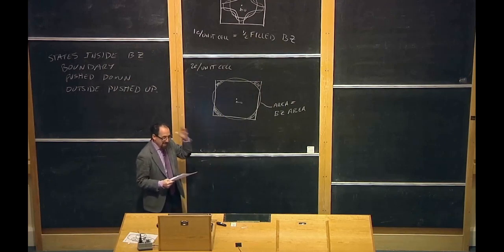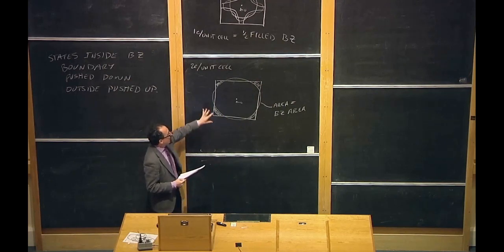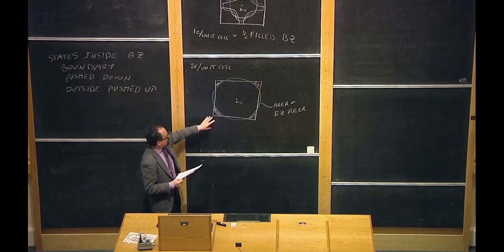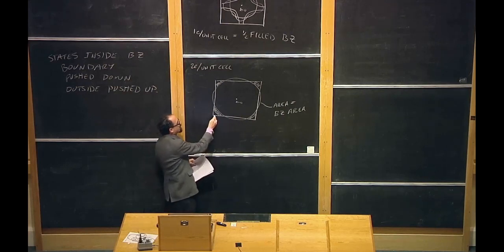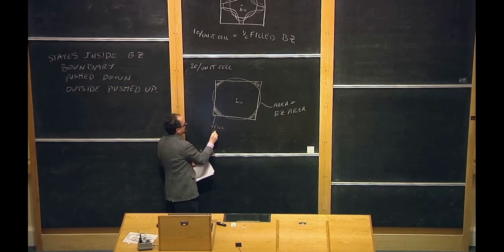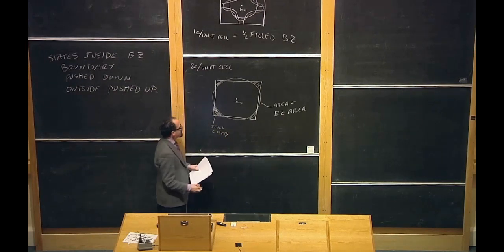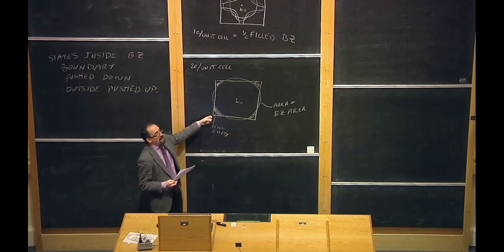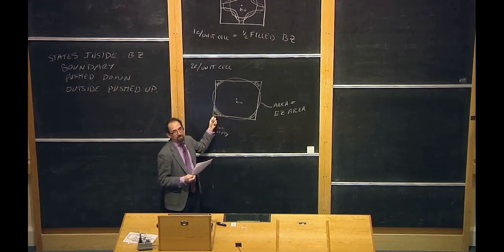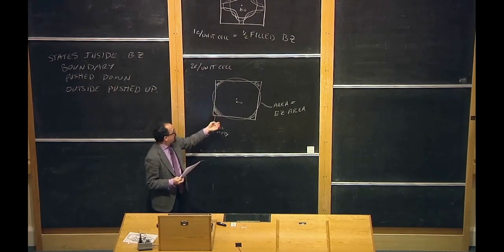But if the potential isn't sufficiently strong, we won't fill in the entire first Brillouin zone. We'll leave a couple of states in the corners which are empty. Here, still empty, still empty. And the reason these states in the corners are the ones that are still empty is because these are actually the highest kinetic energy states in the first Brillouin zone. They're the farthest from k equals 0. So those should be the last ones to fill.